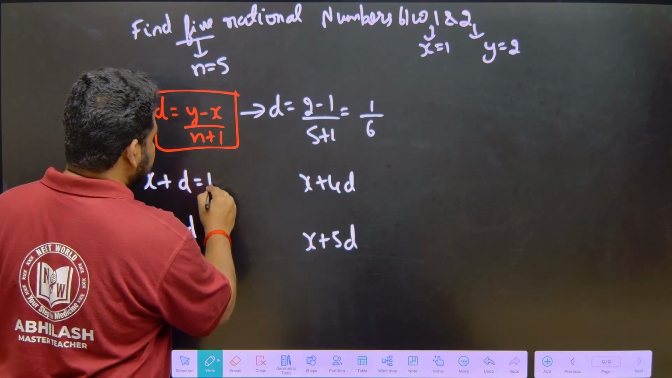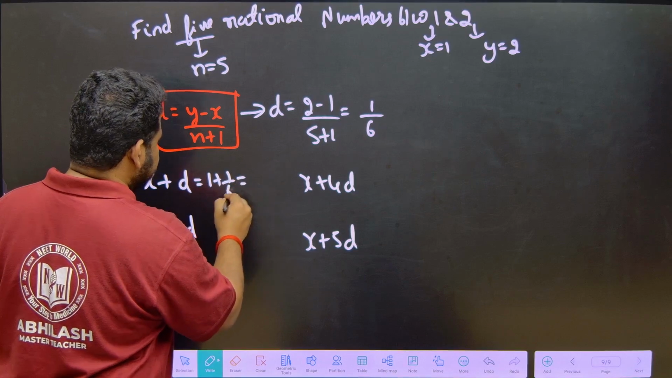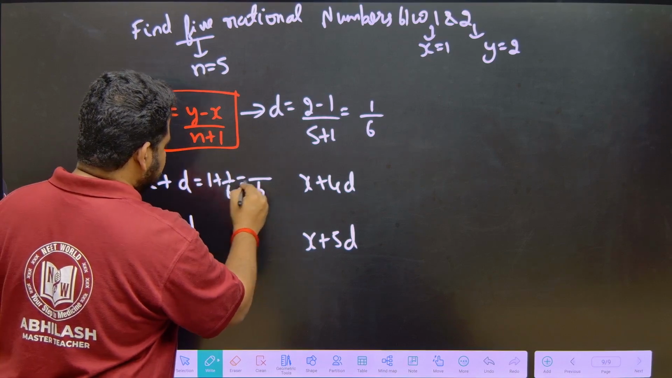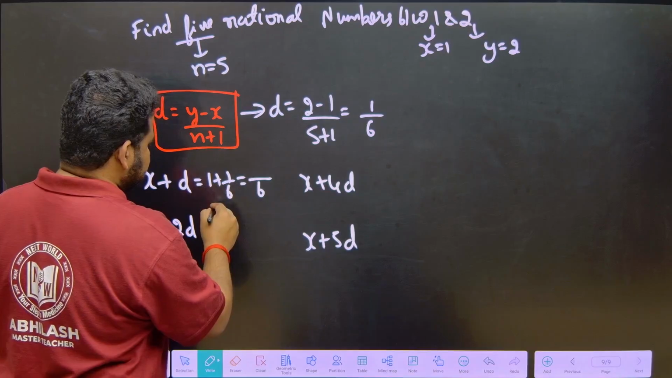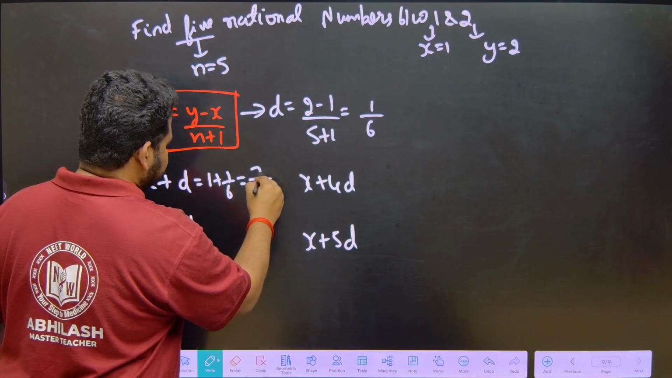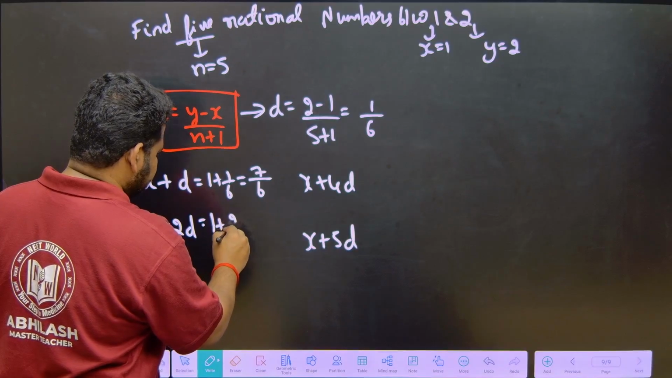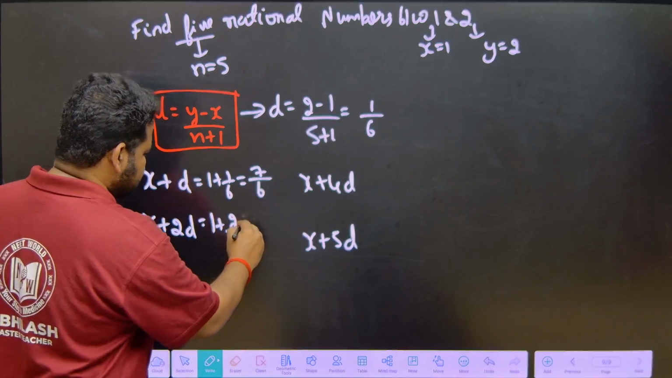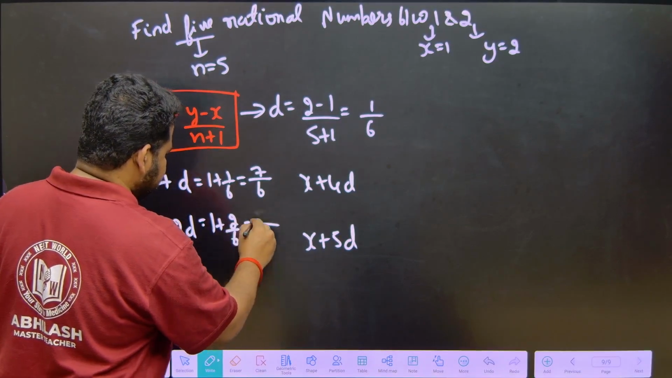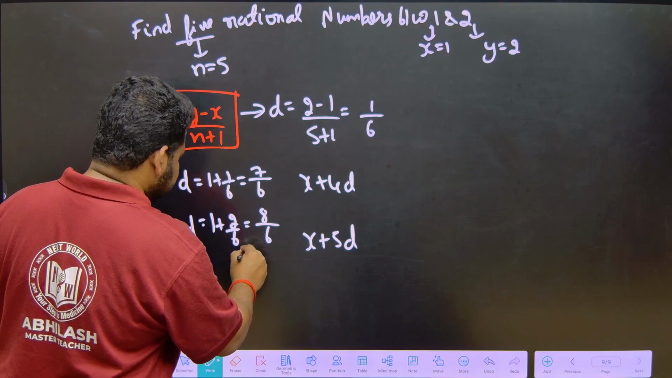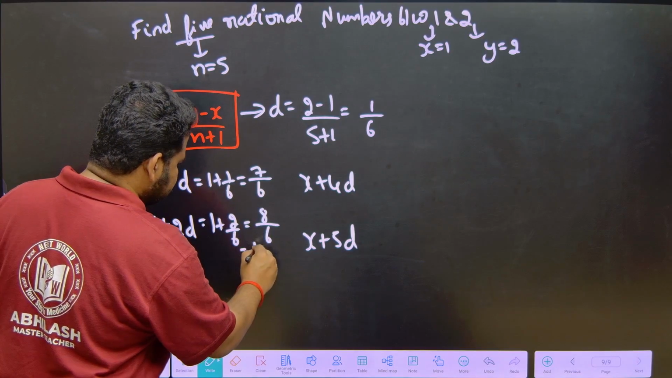So, x plus d means x is 1 plus 1 by 6. If I take the LCM, I will get 6. 6 plus 1 is 7, so 7 by 6. Now 1 plus 2d, 2d means 2 by 6. Don't cancel, write it just as 2 by 6. So, LCM will be 6. 6 plus 2, 8 by 6. Now you can cancel here, so this will become 4 by 3.